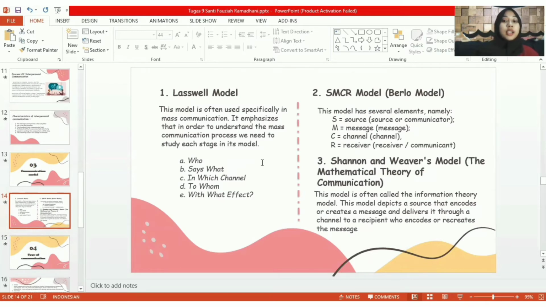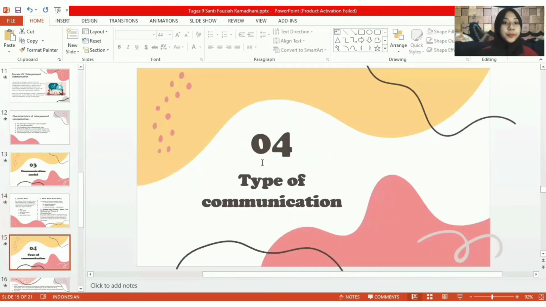The third is the Shannon and Weaver model, or the mathematical theory of communication. This model is often called the information theory model. This model depicts a source that encodes or creates a message and delivers it through a channel to a recipient who decodes or recreates the message.